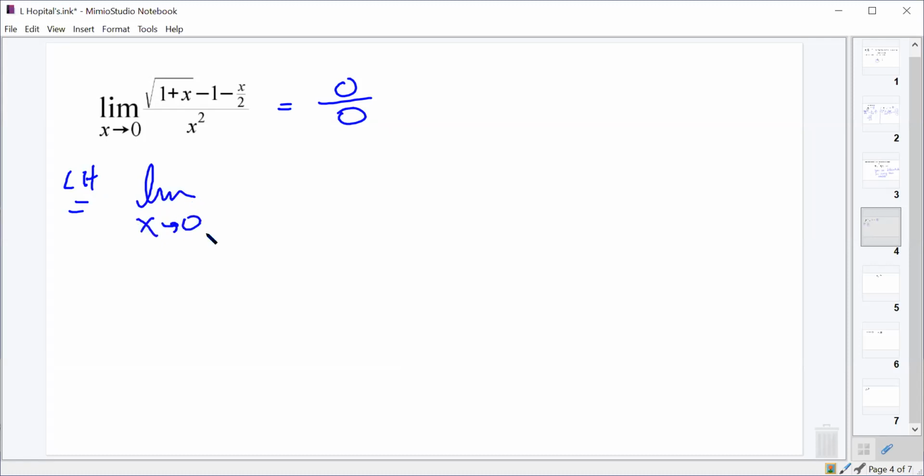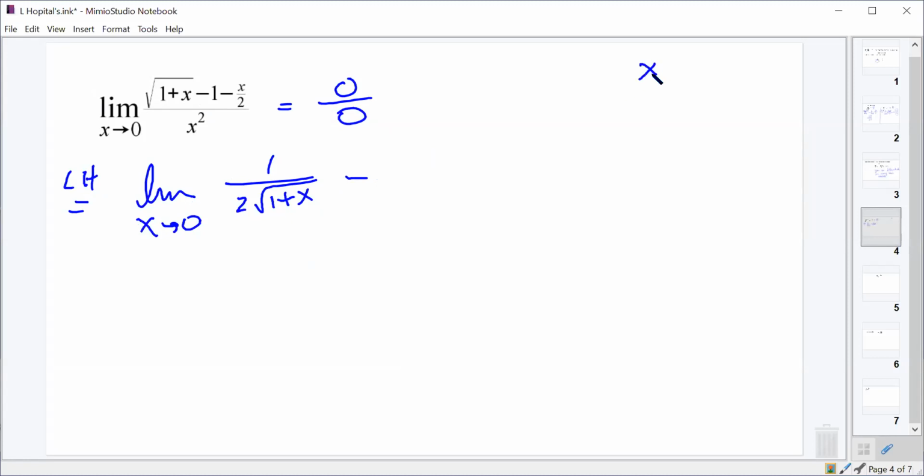The limit as x approaches 0. We know the derivative of root 1 plus x. We just did 1 over 2 root 1 plus x, right? The minus 1 becomes what? 0. Yeah. And the minus x over 2 becomes what?